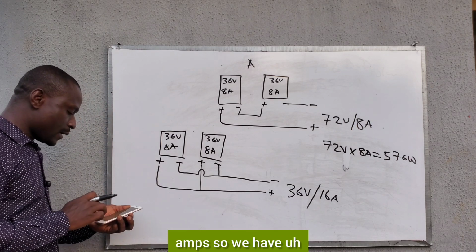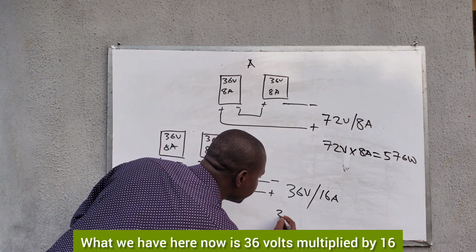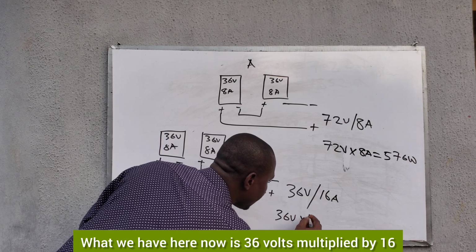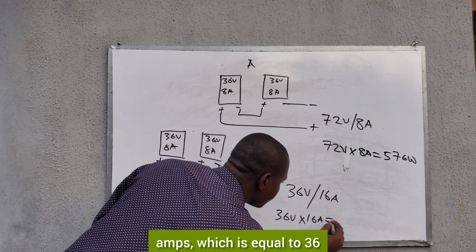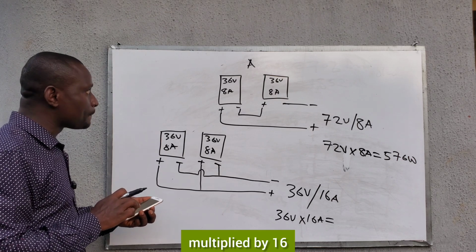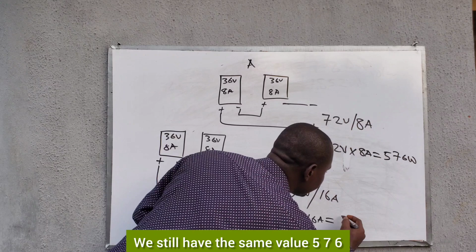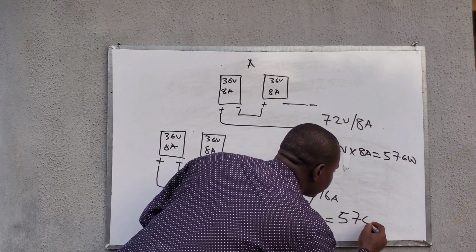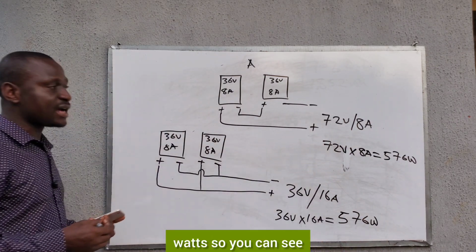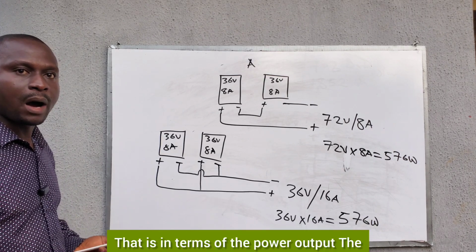So what we have here now is 36 volts multiplied by 16 amps, which is equal to 36 multiplied by 16. We still have the same value, 576 watts. So you can see that there is no difference, that is in terms of the power output.